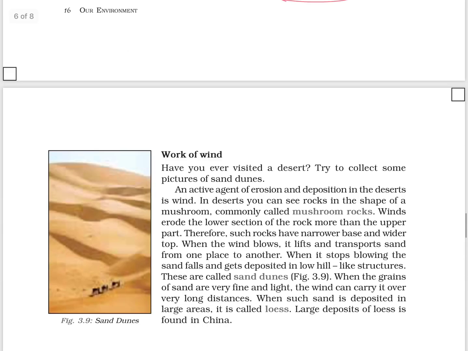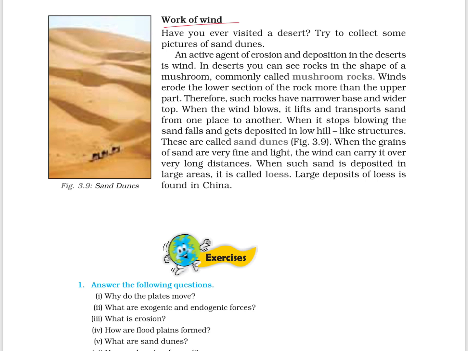Next you have work of wind. So in the deserts, an active agent of erosion and deposition is wind. In deserts, you can see rocks in the shape of mushroom, commonly called mushroom rocks. For example, see, this is a rock. Wind comes and hits like this. The rock becomes like this. These types of rocks are called mushroom rocks. Such rocks have a narrower base and wider top.